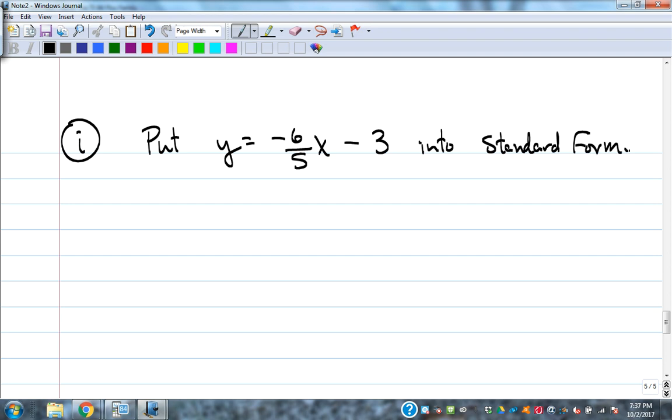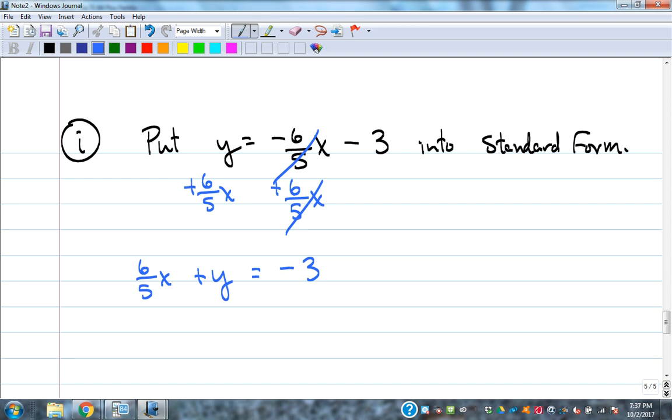Okay. If we want to put that into standard form, what move do I need to make? Move the x stuff. It's a negative 6 over 5x. So to move it, I need to add it to the other side. And I have 6 over 5x plus y equals negative 3. That's almost standard form. What's the one rule about standard form?